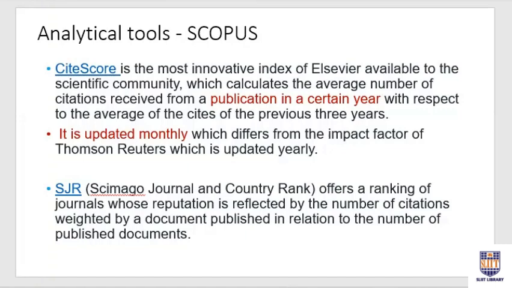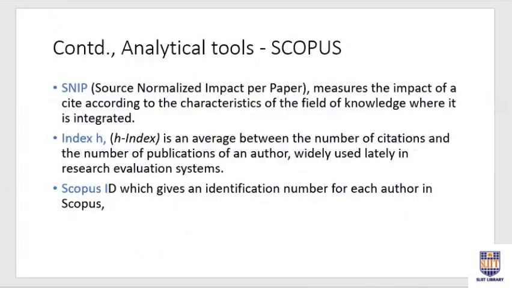It is very important for you to check these monthly statistics if you want to check the impact factor of your journal. The SCImago Journal and Country Rank is also important and highly used by Webometrics. It offers a ranking of journals whose reputation is reflected by the number of citations weighted by the documents published in a certain subject area. There are a few very important analytical tools by Scopus.